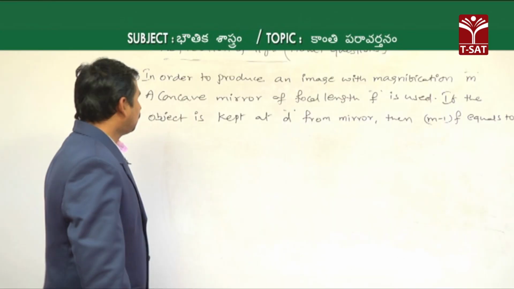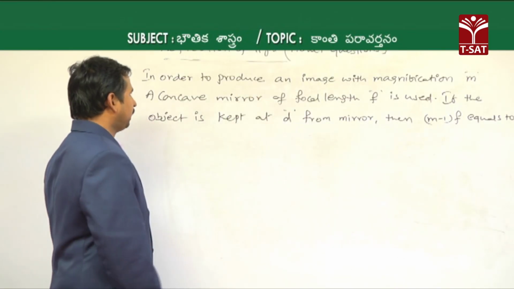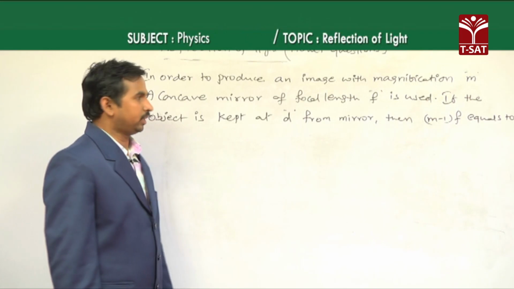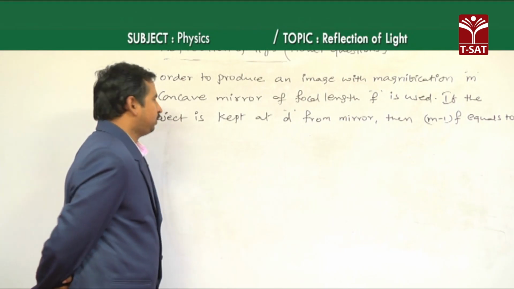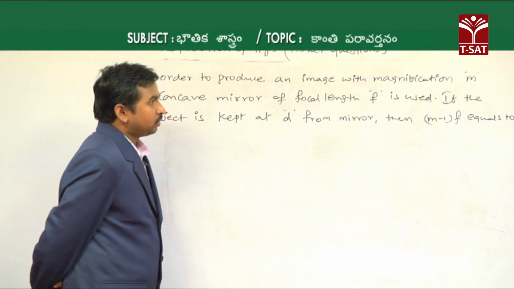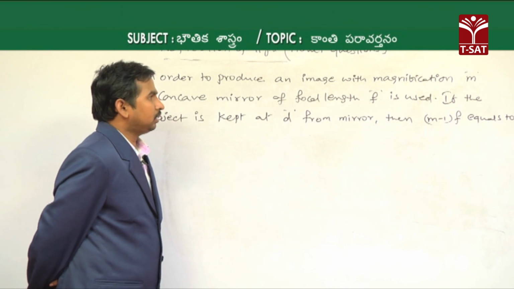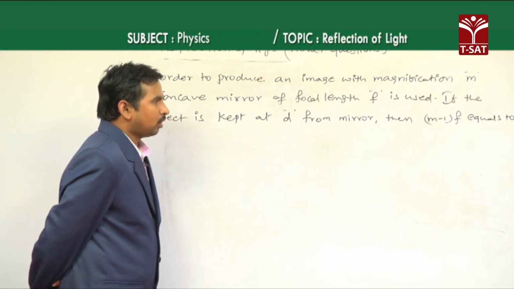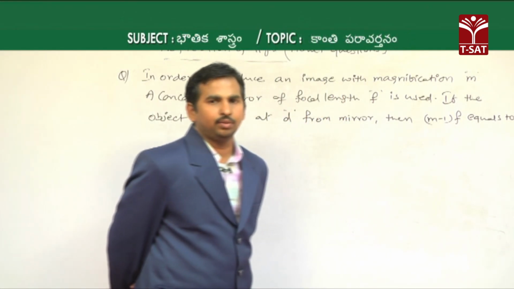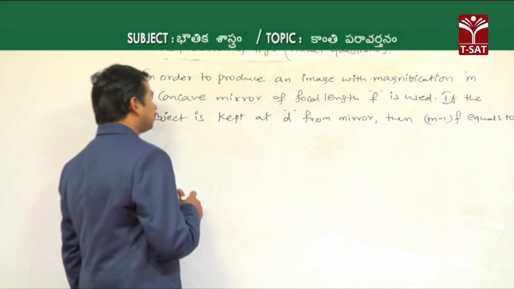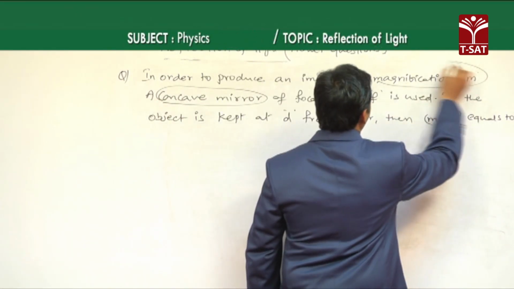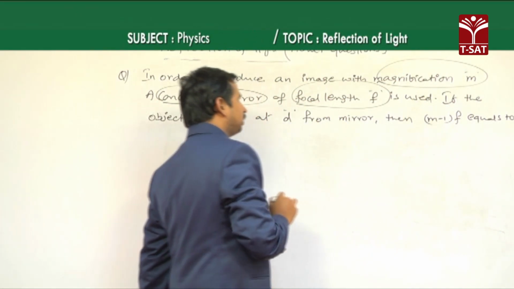So, that is why here we are getting a magnified image, which is the special case of our concave mirror. In order to produce an image with a magnification m, a concave mirror of focal length f is used if the object is kept at d from the mirror. So, the object distance is given, the image distance is not given, the focal length is there and the magnification is also given. Then what we have to find is m minus 1 of f, how much value it is equal to. The given one is a concave mirror with magnification m and focal length f. These are the given values.